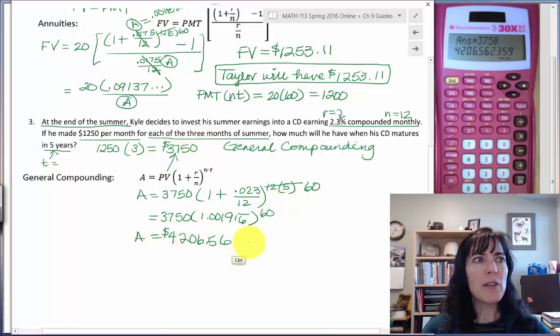And so he started with $3,750, and if he leaves it sit for 5 years in an account that's earning the 2.3% interest, he's actually going to gain quite a bit of money. That's like $500 in interest. So that's a pretty good deal.